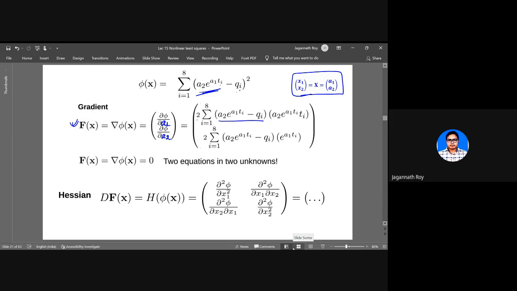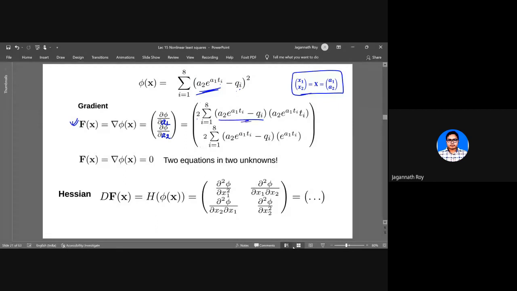So 2 times of this common portion, this is the common quantity, and then we have to evaluate these values. Now this is 2 equations in 2 unknowns, but note that these equations are not linear. These are nonlinear equations, because the exponential e power x is of this form. It is not linear.